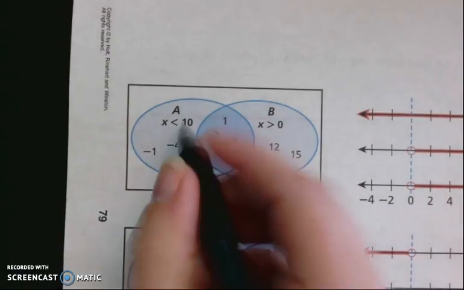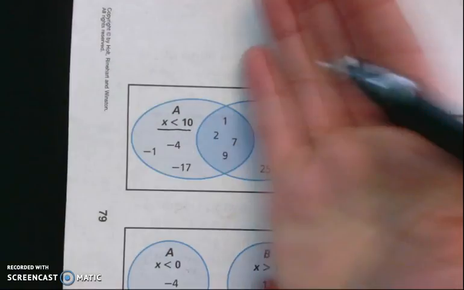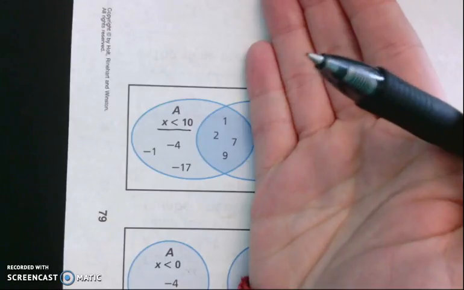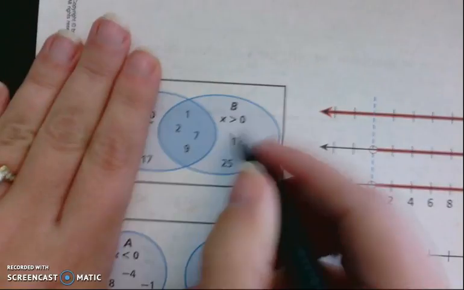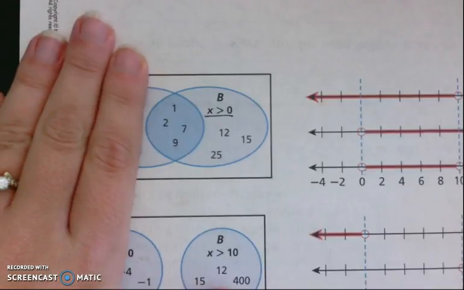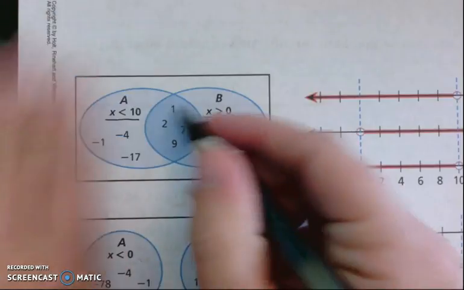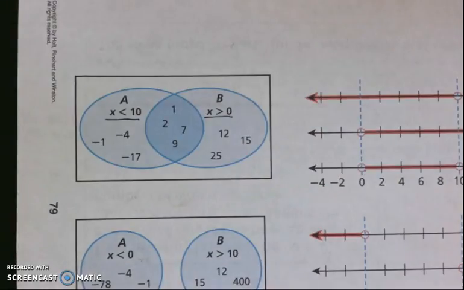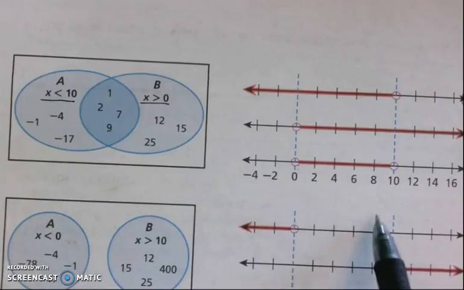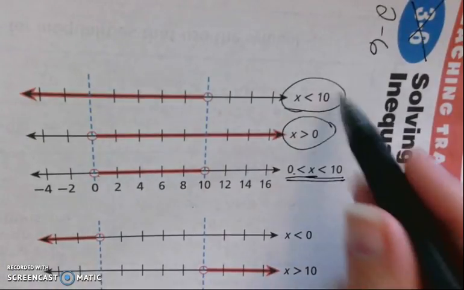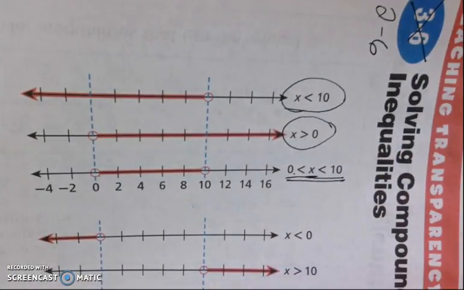The same idea as the Venn diagram. Here are numbers less than 10, so it's everything in that circle. Those are all numbers less than 10, and there's infinite of them, you can keep going. And then here is all the numbers greater than 0. Which ones do they have in common? In the Venn diagram, those are the ones they have in common, but again, there would be a lot more numbers than this. This is what it would look like on a number line. That's one type of compound inequality where you have this and this is true, where they're both true.